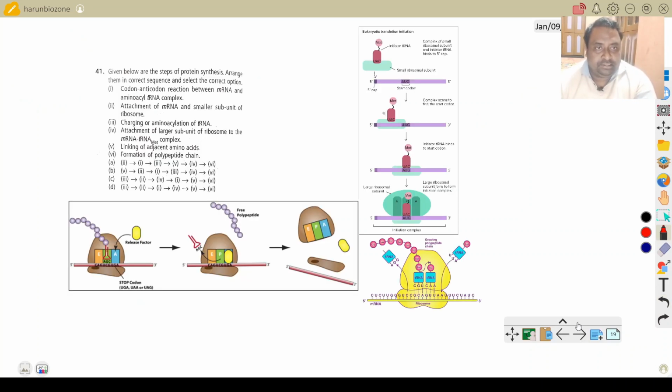So here, first this amino acyl tRNA is charged, okay. Next, the small ribosomal subunit is attached to the start codon. Next, the charged initiator tRNA, that is methionine tRNA, is attached to the initiation codon. Next, the large subunit is attached to this small subunit, okay. Then the initiation complex is formed, clear. Then a peptide bond is formed between the amino acids, and the polypeptide chain is produced.